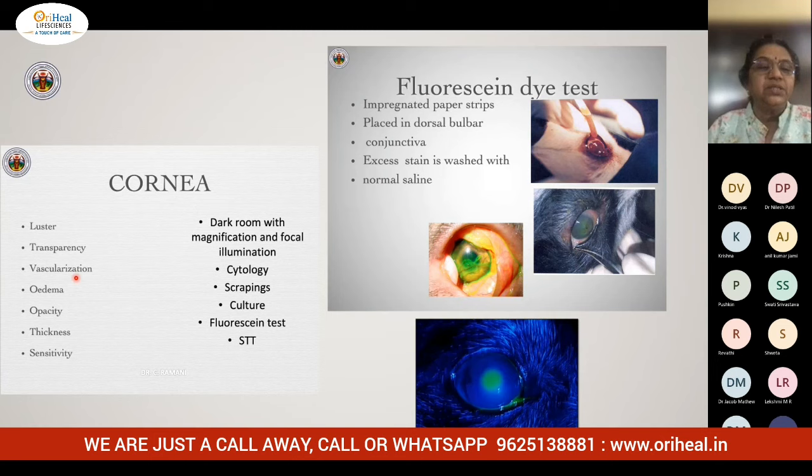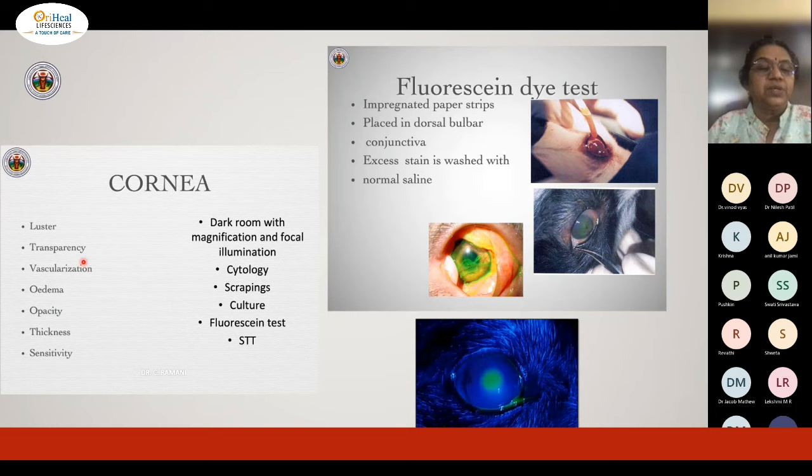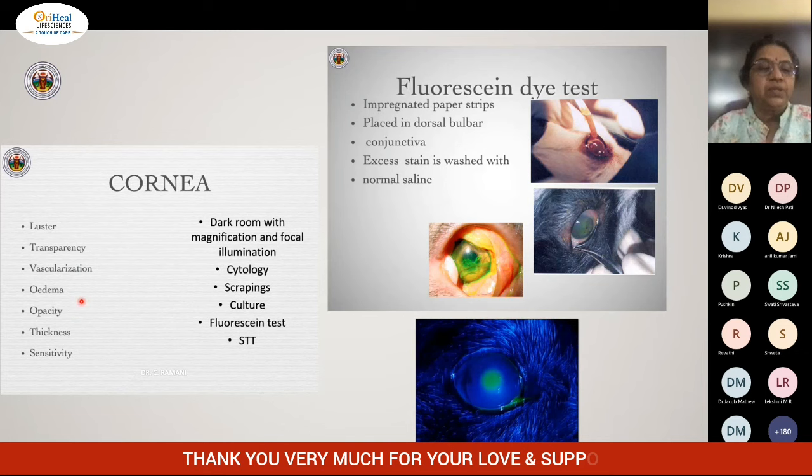Then edema. If the transparency is lost and it has gone to the next stage, we call it edema. The next stage is opacity. That is why opacity will be graded in the cornea as 0 for transparency, then +1, +2, +3, and +4. During this process, what happens? The thickness of the cornea also will be more, and the sensitivity also will be affected.